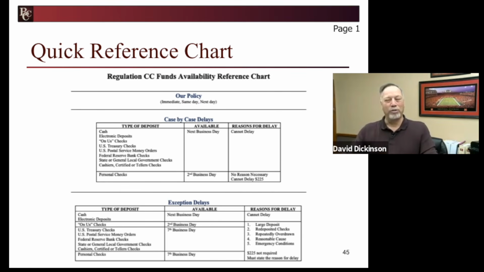Then the US Treasury checks. And so you've got to watch IRS refund checks, a lot of fraud there. The Federal Reserve, the state cashier's checks, all those can be held for 7 business days, as well as personal checks. 7 business days is when the money has to be available if you have one of those reasons on the far right. And we're going to go through those in greater detail. But look at the little notes there. 225, not required. You can hold it all.